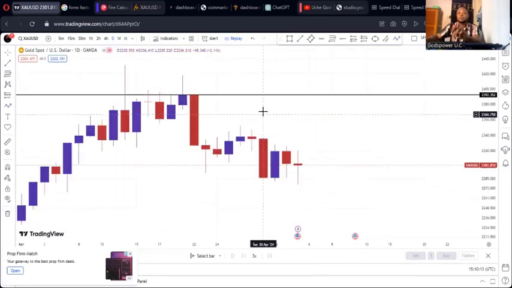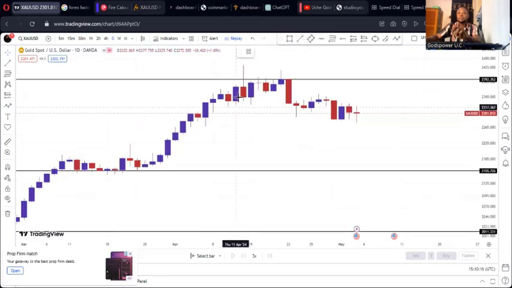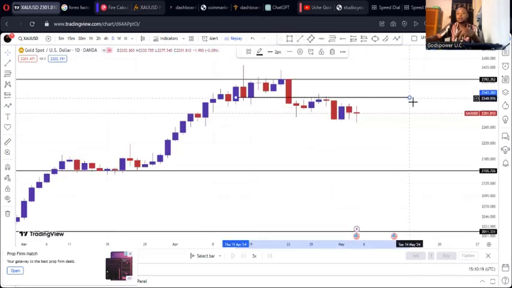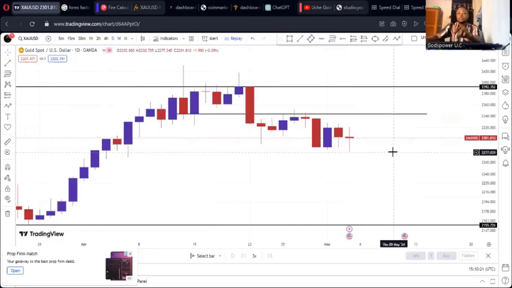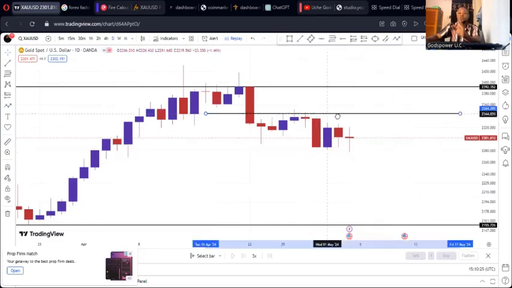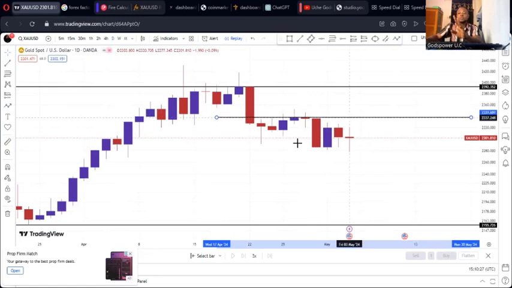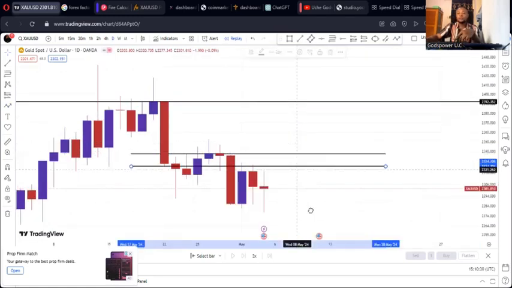So this is what I mean. This is the zone that it's retraced back to and is dropping from. This is the zone. So what am I expecting right here? So apart from this is for last week. So this is a new week. This is the daily time frame.